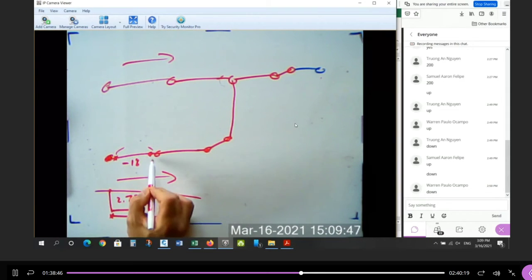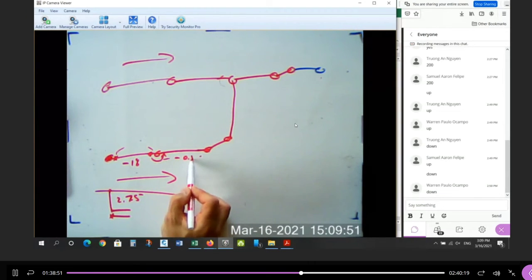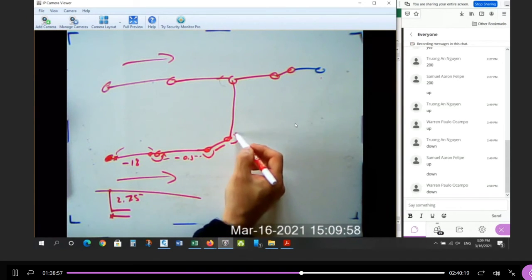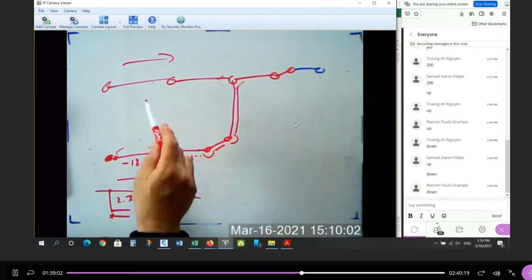The start, the end. Subtract the drop. Go downhill, negative 0.5% over this distance. Subtract the drop. Slope distance, subtract the drop. Slope distance, subtract the drop. Okay, now when you get to the junction, you have to think about that.